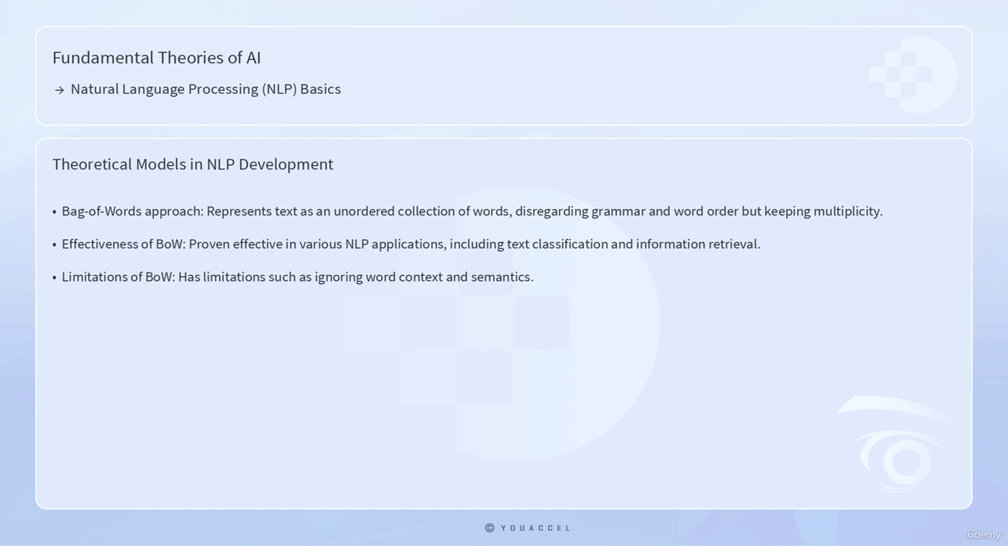One of the foundational models is the bag of words approach, which represents text as an unordered collection of words, disregarding grammar and word order, but keeping multiplicity. Despite its simplicity, the bag of words model has proven effective in various NLP applications, including text classification and information retrieval. However, it has limitations, such as ignoring word context and semantics.